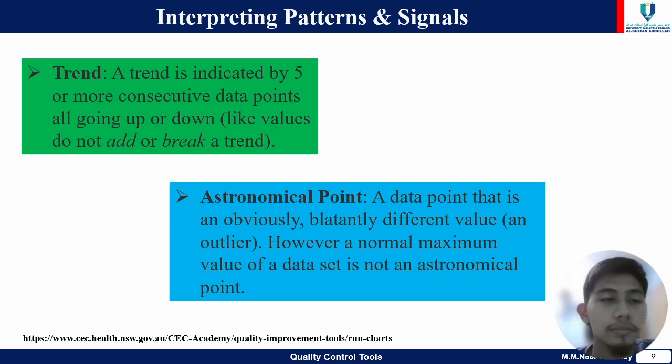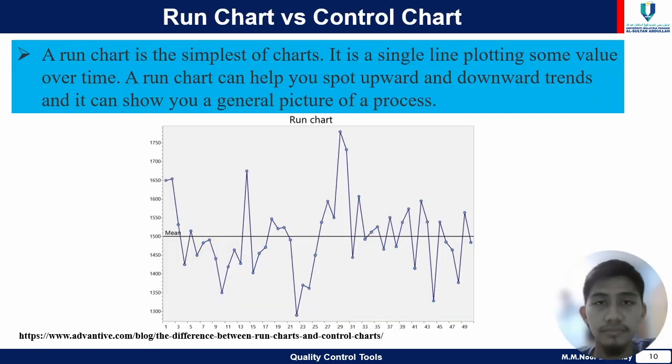Second, what is a trend? A trend is indicated by five or more consecutive data points going up or down. Like values do not add or break a trend. And then an astronomical point is a data point that is an obviously, blatantly different value, an outlier. However, a normal maximum value of a data set is not an astronomical point.